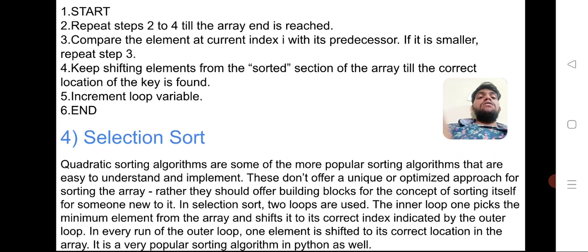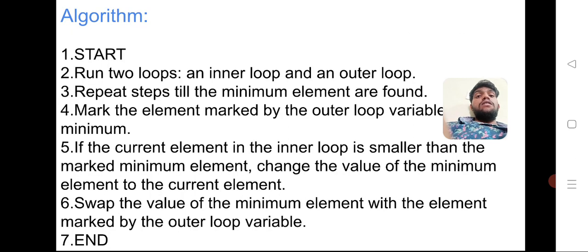In selection sort, two loops are used. The inner loop picks the minimum element from the array and shifts it to its correct index indicated by the outer loop. In every run of the outer loop, one element is shifted to its correct location in the array. It is a very popular sorting algorithm in Python as well as in other languages.